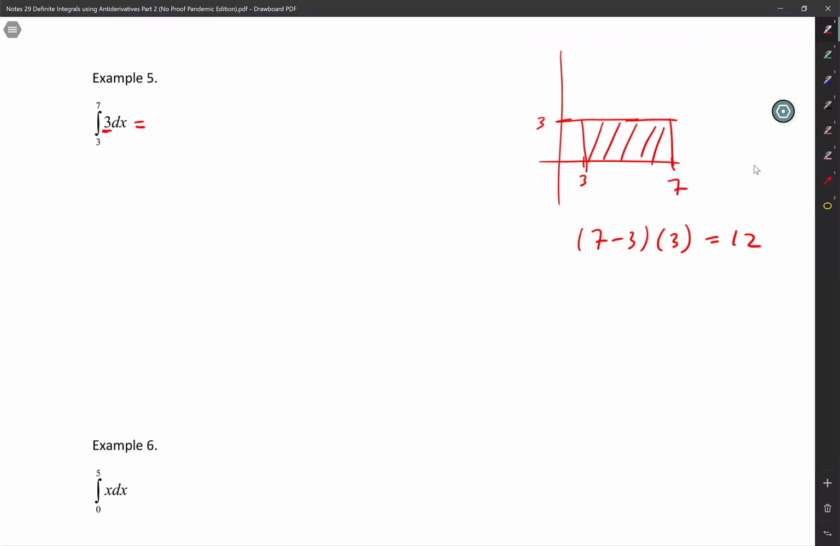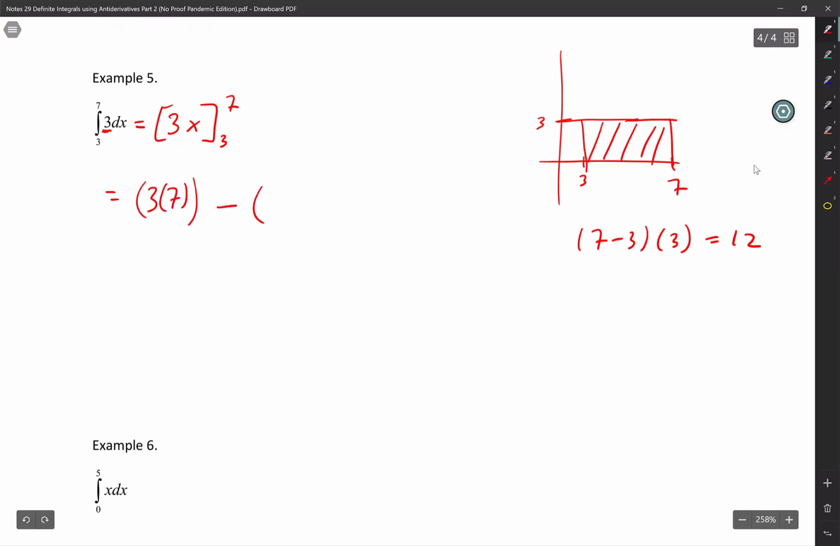Let's see if we would have gotten that. Antiderivative of 3 is 3x. And I don't have to put that like that, but I already did, so too bad. So upper minus lower. 3 times 7 minus 3 times 3. 3 times 7, what's that? 21. 3 times 3, that's 9. Yeah, 21 minus 9 is 12.